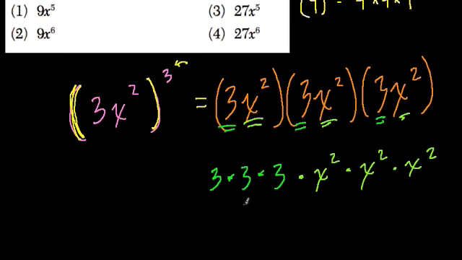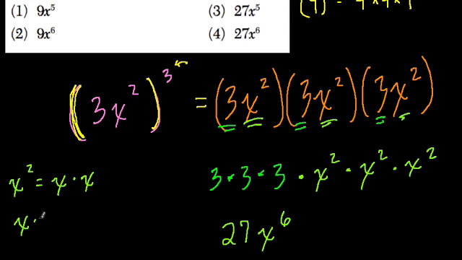Okay, 3 times 3 times 3 is 27. x squared times itself 3 times is, well, there are each 2 x's, so altogether that's x to the 6th. Right, we add those exponents. The idea being that if x squared equals x times x, and you multiply x squared by itself 3 times, you can see that there are 6 x's in total, which is x to the 6th.